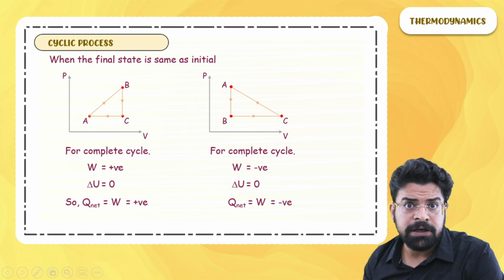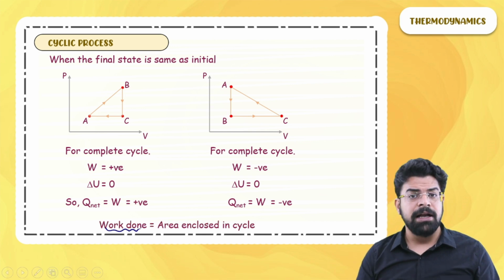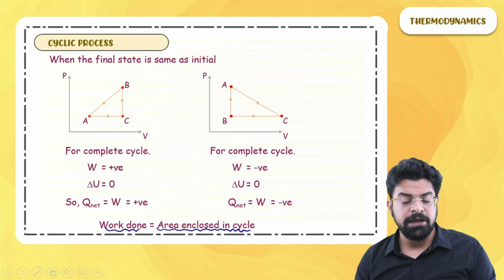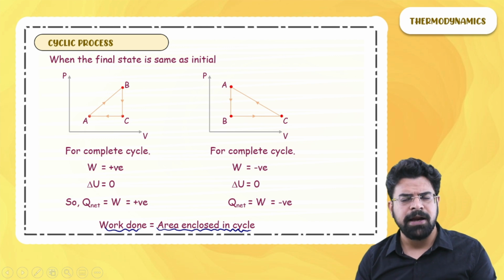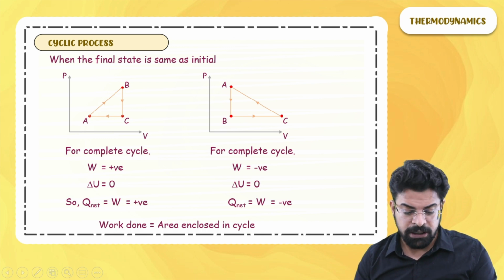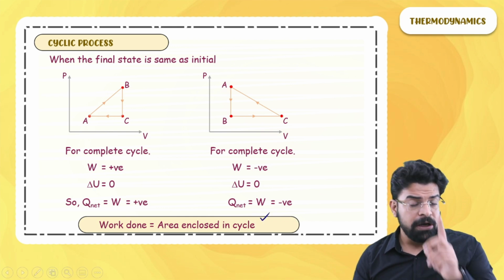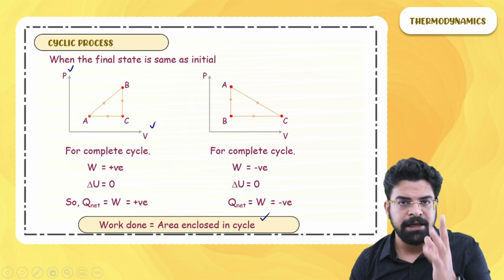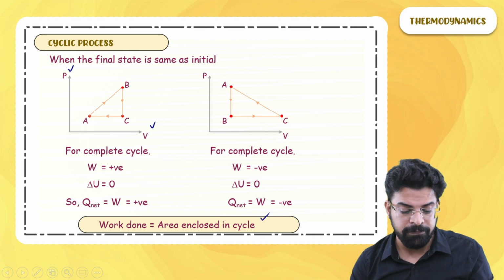One important point that has to be remembered: the work done in the entire cycle equals the area enclosed in the cycle. Here I took the case of a triangle. It works even for a circle, rectangle and all the cases. So the net work done equals the area enclosed in the cycle. But do remember, it should be a PV graph. You can't take the area of a TV graph or PT graph. It has to be a PV graph.